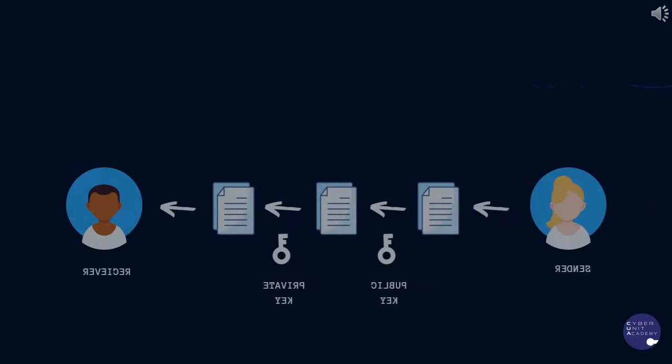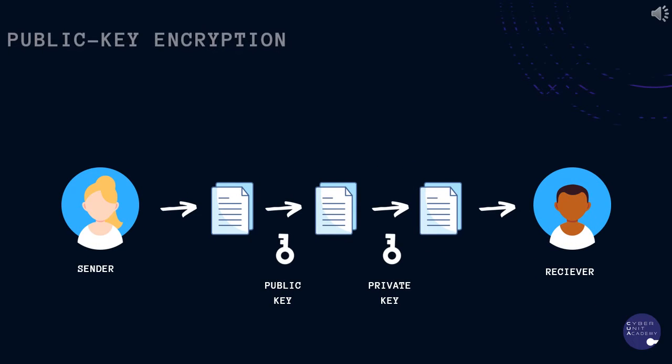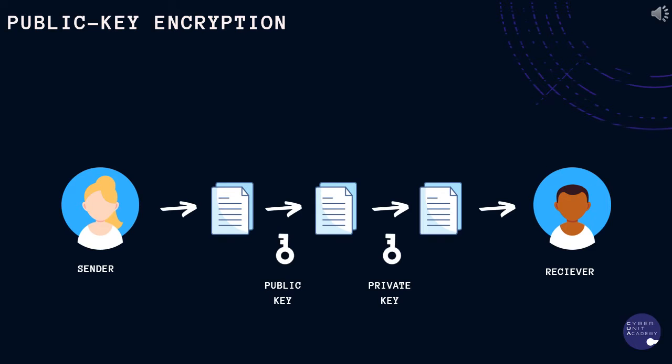In this image, we can see a visualization of public key encryption, which uses 2 different keys in order to decrypt the message.